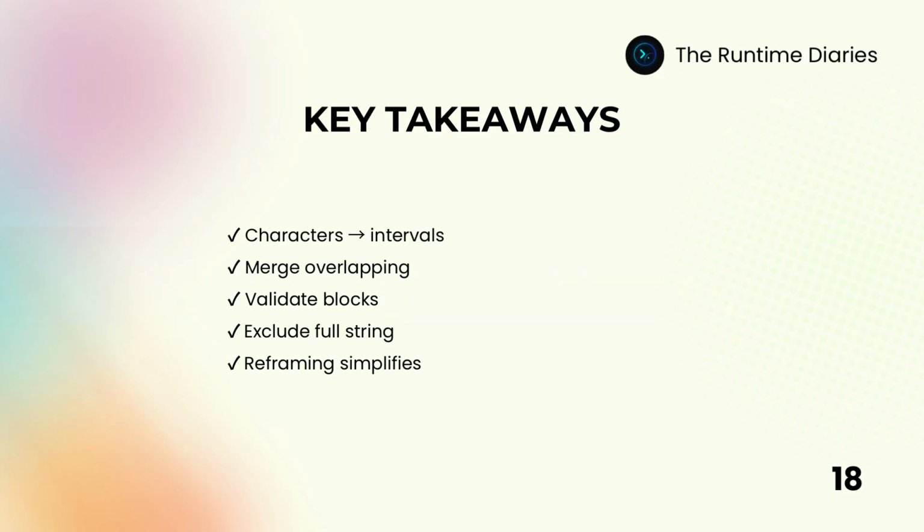Today, you learned several powerful techniques. First, how to convert characters into intervals. This transforms a local substring problem into a global interval problem. Second, how merging intervals reveals natural substring boundaries. Overlapping intervals indicate regions where characters interact. Third, how interval containment defines self-containment. A block is valid if all touching intervals fit inside it.